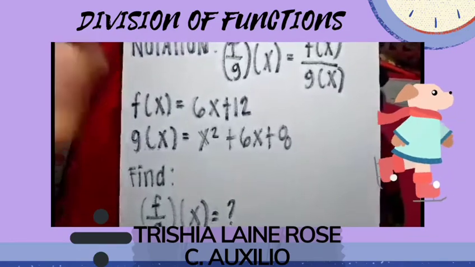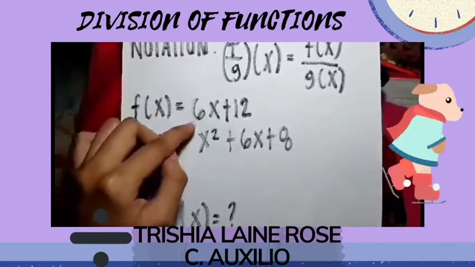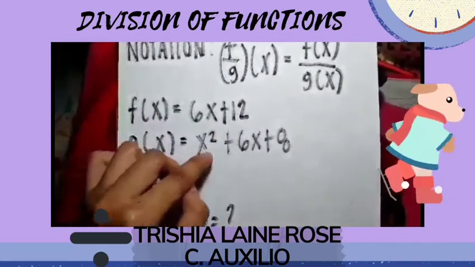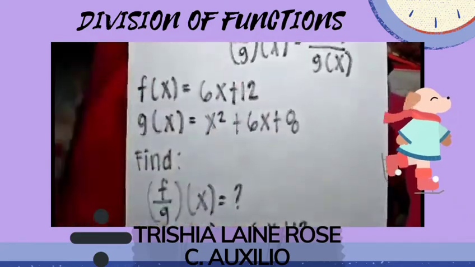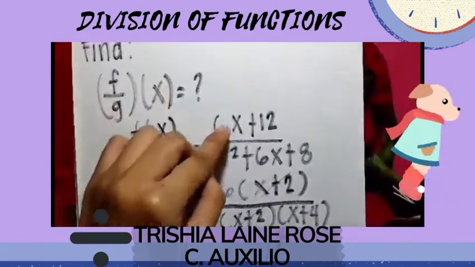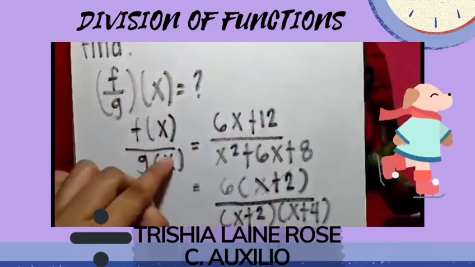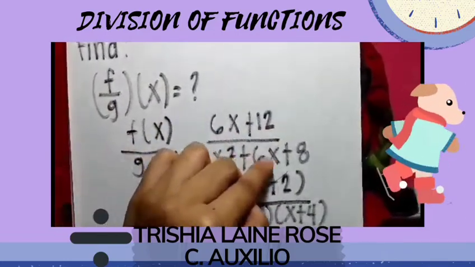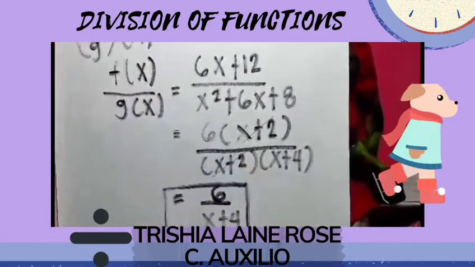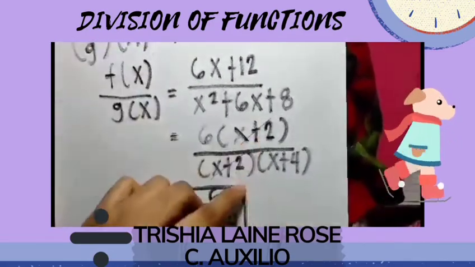So the given are f of x is equals to 6x plus 12 and the g of x is equals to x squared plus 6x plus 8. So let us substitute. So the f of x is equals to 6x plus 12 and the g of x is equals to x squared plus 6x plus 8. So let us factor out the numerator and the denominator. So this is the result.